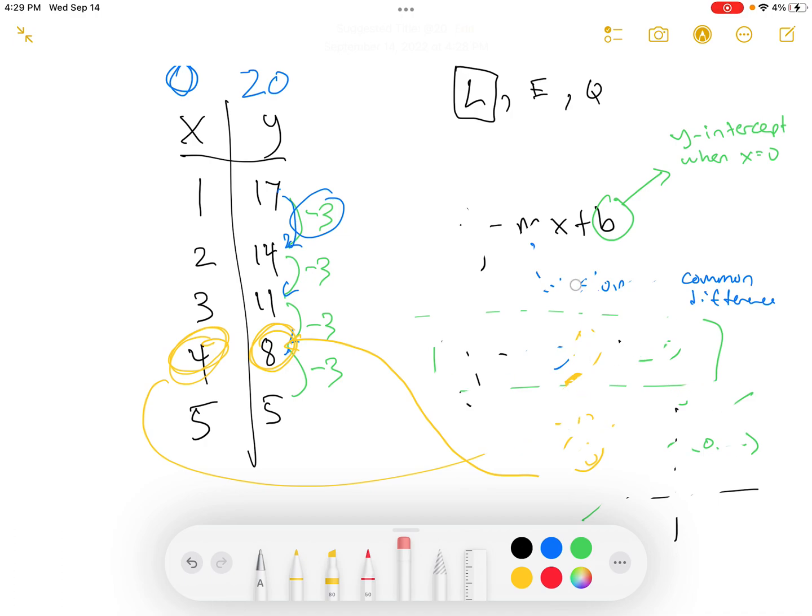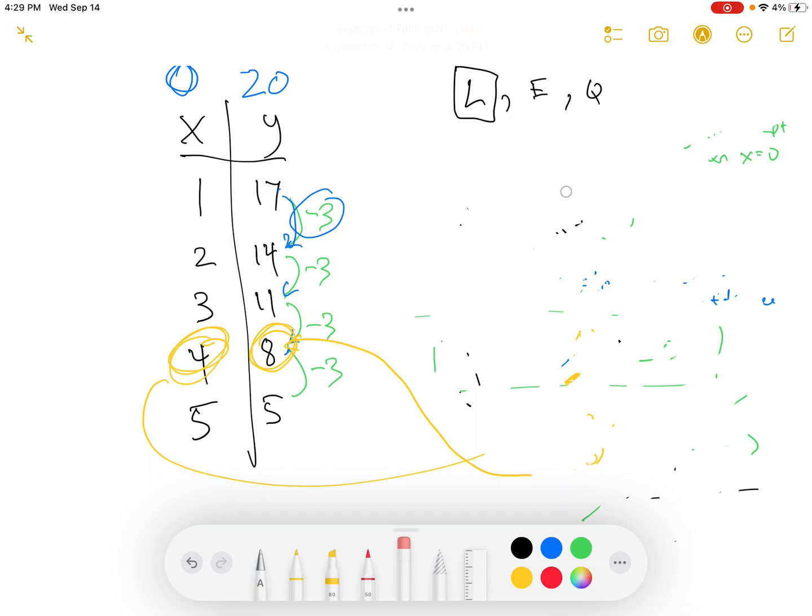So there's got to be a better way to erase all of this. But we'll just try this kind of messy thing.